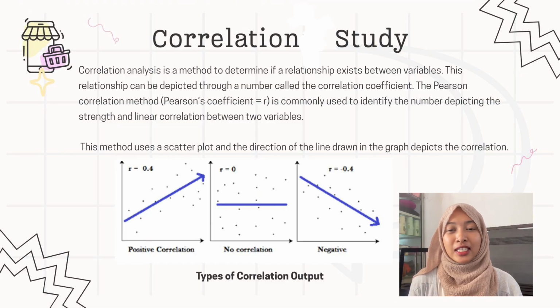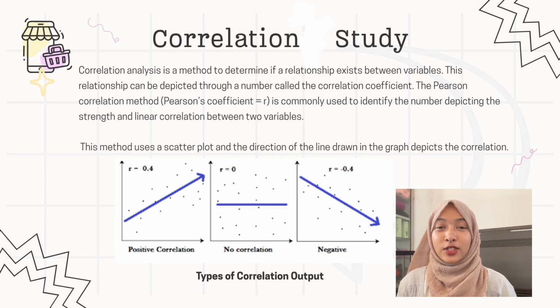The Pearson correlation method, or Pearson's coefficient, which we usually symbolize with r, is commonly used to identify the number depicting the strength of a linear correlation between two variables. As you see in the table above, we have three different directions of correlation. First, the positive correlation. Second, no correlation at all, or zero correlation. The third is negative correlation.